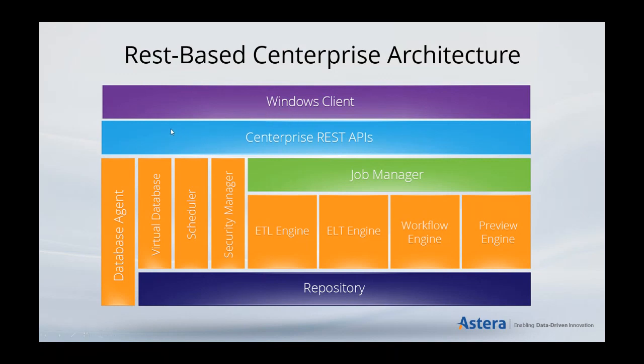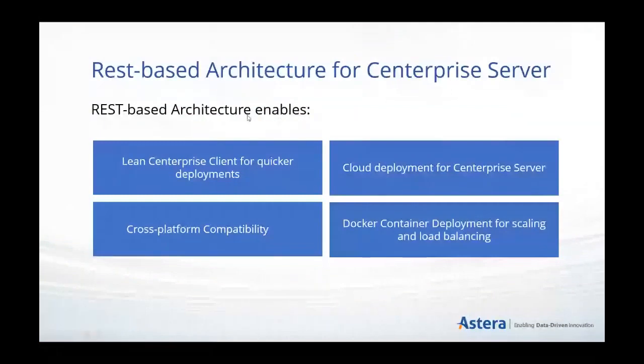But with this new architecture, this chunk from the blue part down is exposed through REST, and you can access it directly through your own applications. So this enabled us to create a lean version of the Centerprise client. The Centerprise client no longer had to be this thick application, which took some time to deploy. Maybe you had to jump through hoops to get it deployed. It now allows for cross-platform compatibility, so either macOS or Linux, anything that supports .NET Core, you can install the server on now.